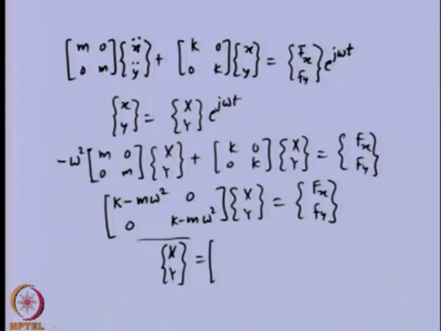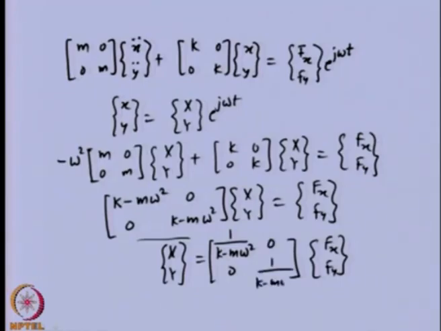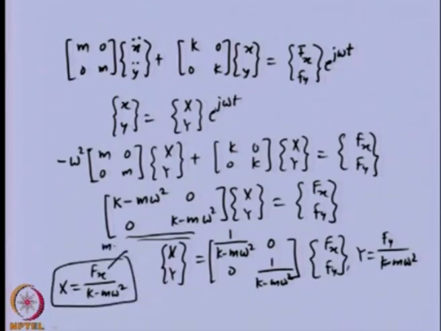If we want to invert this matrix and multiply with fx and fy, the inversion is simple, we just need to put it in this form. So this is the inverse of this particular matrix. Now you can see that x is equal to fx divided by km omega square, and y we can also write as fy divided by km omega square. This kind of expression we obtained earlier, in which fx was me omega square.